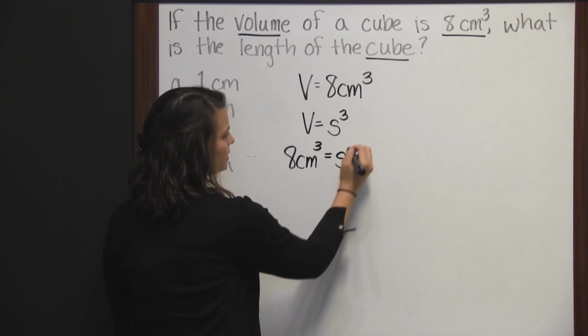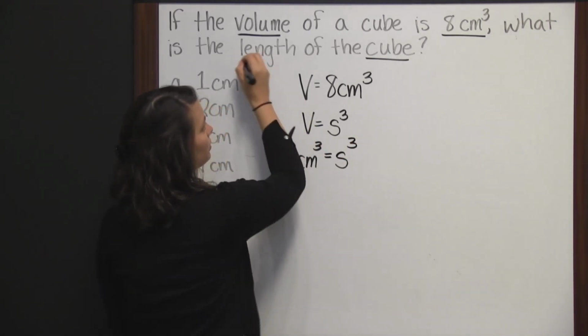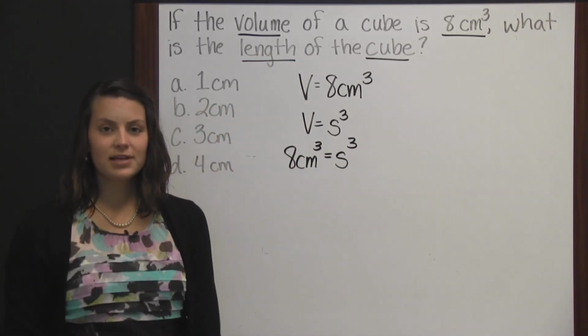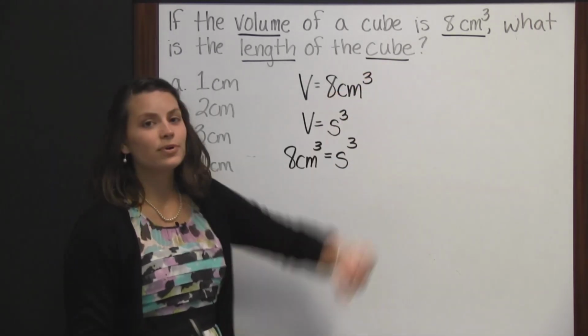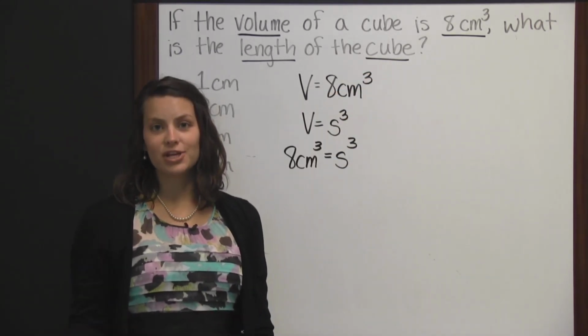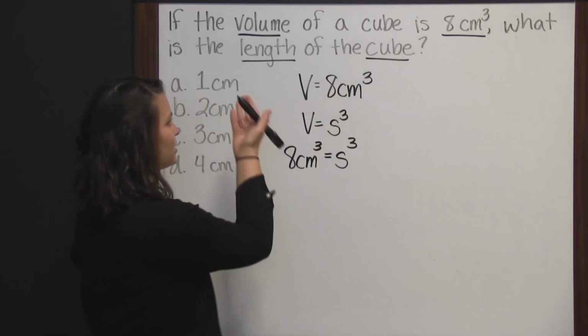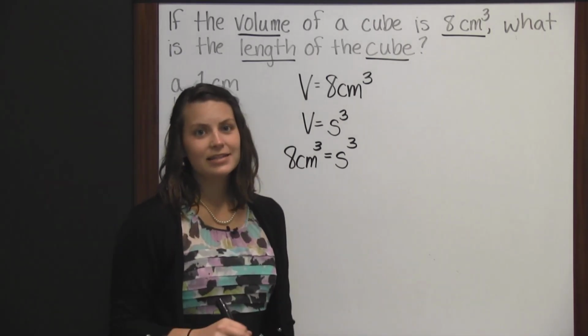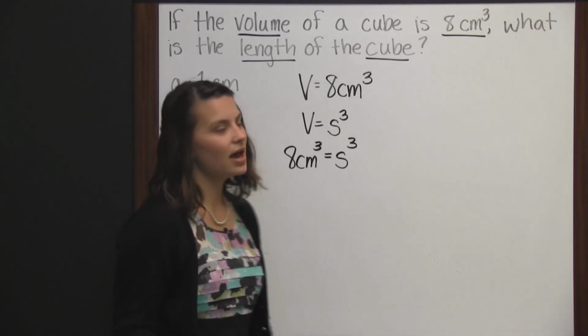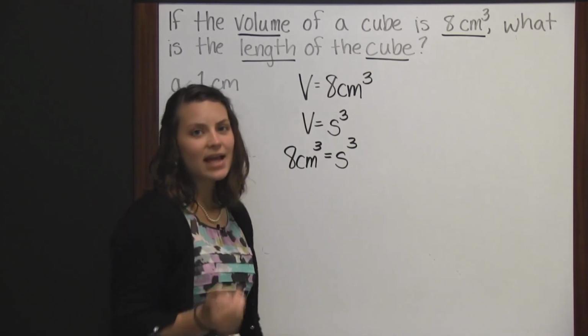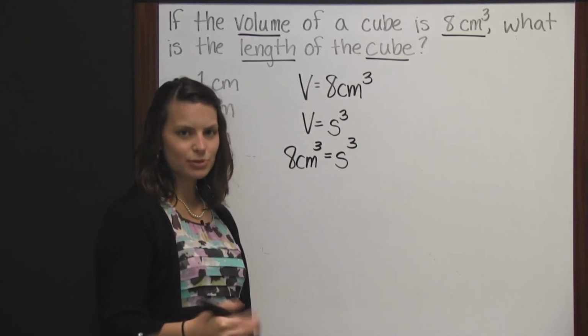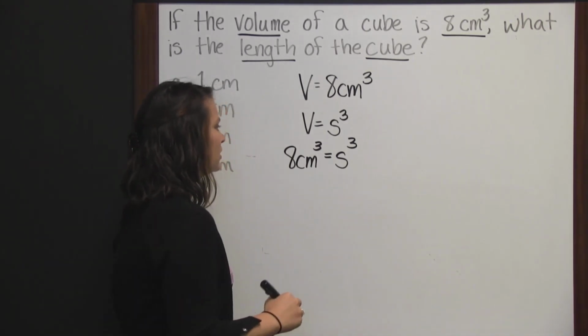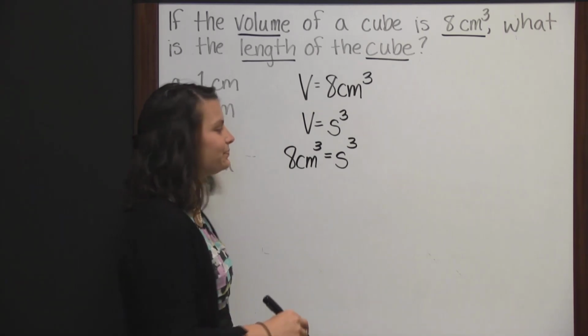So that equals the side cubed, or the length cubed. Since it's a cube, all of the dimensions are the same. So if they ask for length, we can find that. It's the same as the width and the height, which is why we just use an S instead of length times width times height. But how do we solve?